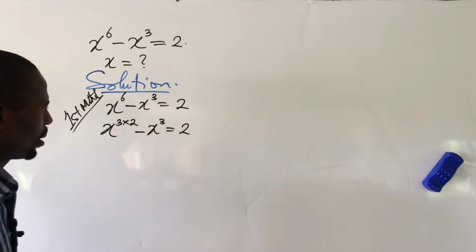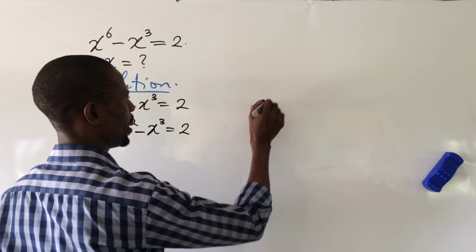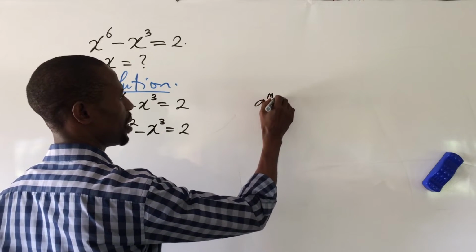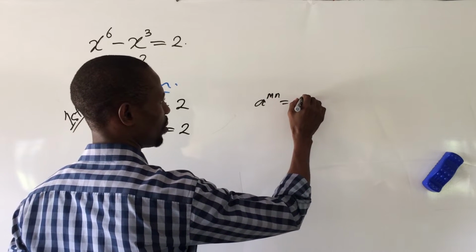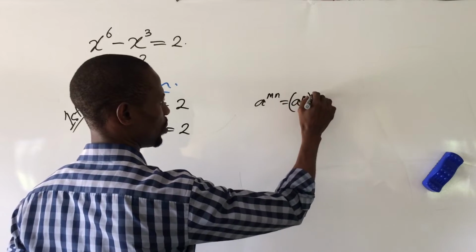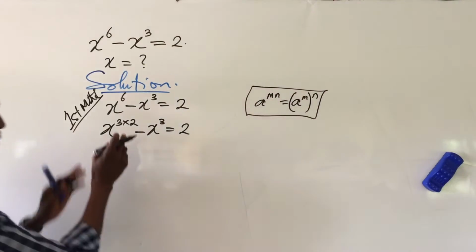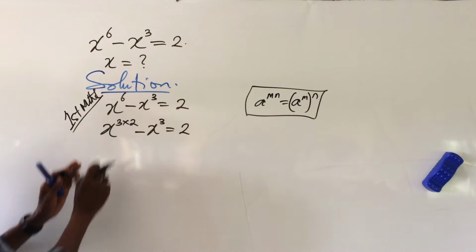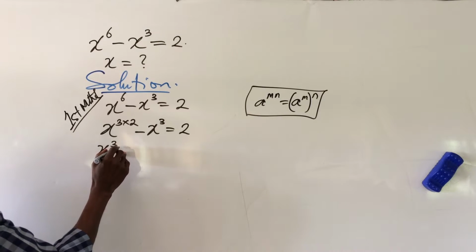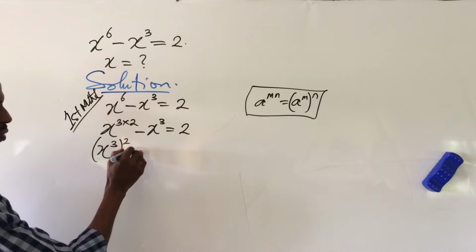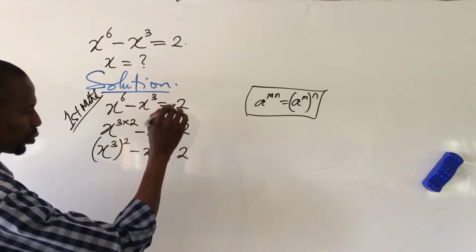Now, in this regard, there is a law which says that if you have a to the power of m, all to the power of n, this is equal to a to the power of m times n. And so if we succumb to this rule, we can rewrite this and put the x to the power of 3 in bracket. And so this will give us x to the power of 3, all to the power of 2 minus x to the power of 3 equal to 2.